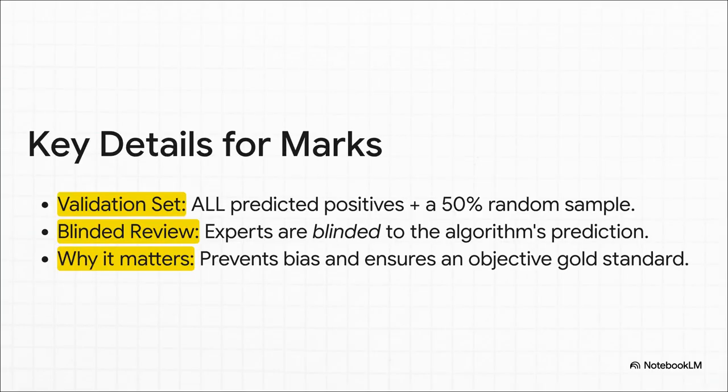Now, these are the details that will get you the full 5 marks. Don't just say they used a validation set. You need to specify its exact composition. But the most critical part, the detail you must mention, is the blinded review. Explaining that the experts have no idea what the algorithm predicted shows that you understand the scientific rigor involved. You get how to prevent bias and create a truly objective gold standard.